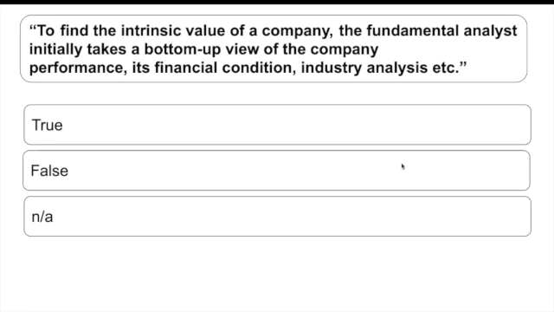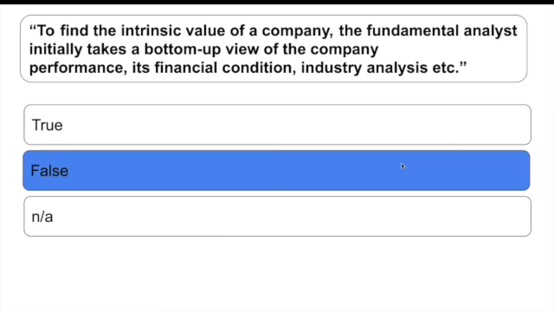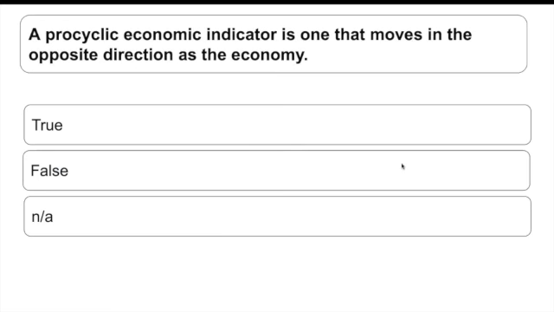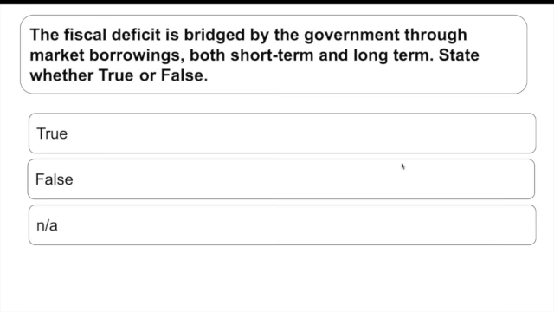To find the intrinsic value of a company, the fundamental analyst initially takes a bottom-up view of the company performance, its financial conditions and industry analysis, etc. Whether it is true or false. The correct answer is it is false. A procyclic economic indicator is one that moves in the opposite direction as the economy. State whether it is true or false. The correct answer is it is false.